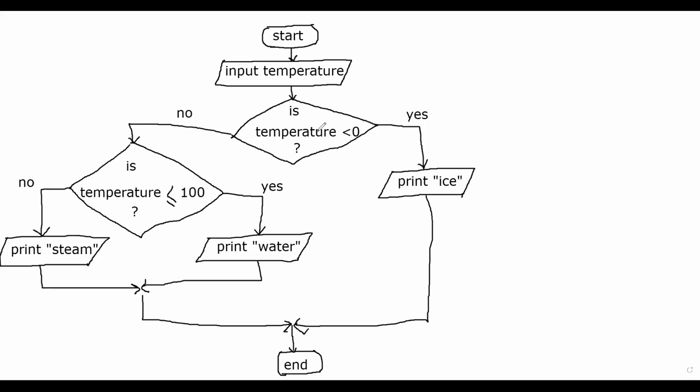If it is not less than 0, what do you mean by not less than 0? That means either it's 0 or more. We can check whether the temperature is less than or equal to 100. So when you say yes, this branch, it means the temperature is between 0 and 100. So then it's water, then you will come out. Likewise, if it is no and temperature is not less than or equal to 100, what it means is temperature is greater than 100. So when you say greater than 100, it should be steam.